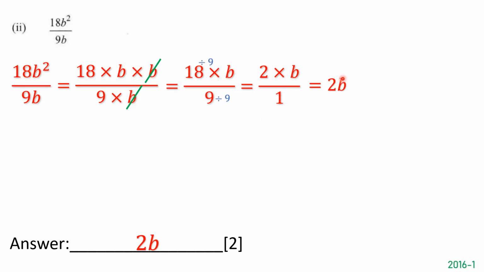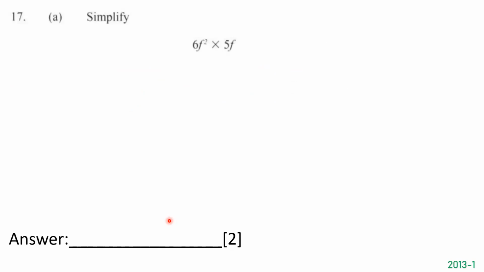So 2b over 1 is just itself, which is 2b. Moving right along, we have this expression here. They want us to simplify. We have 6f squared multiplied by 5f.